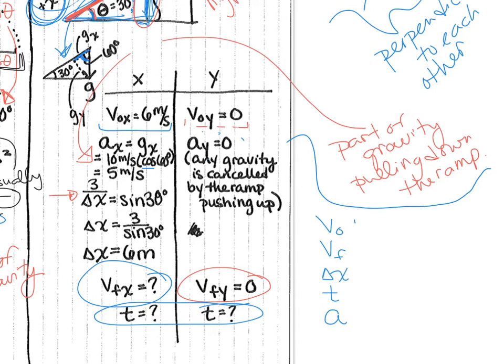So we know our initial velocity in both directions. We don't know our final velocity in the x direction, but we do know it in the y direction. We know our displacement in the x direction. And we don't really need our displacement in the y direction, but we don't have time, and we do know acceleration in the x direction and in the y direction.